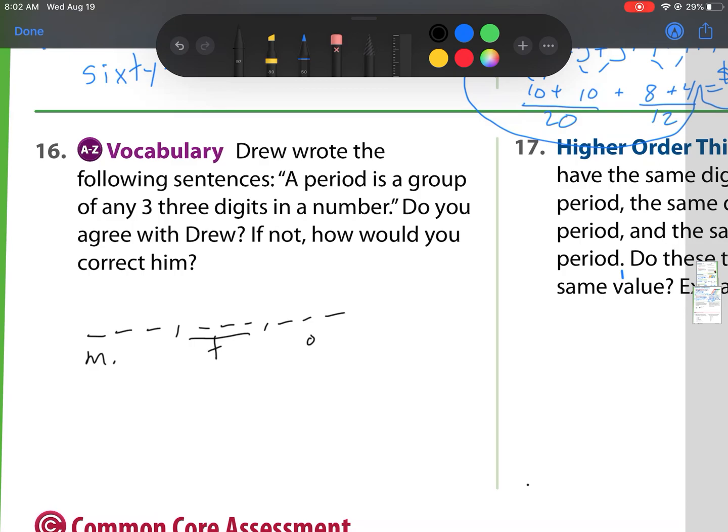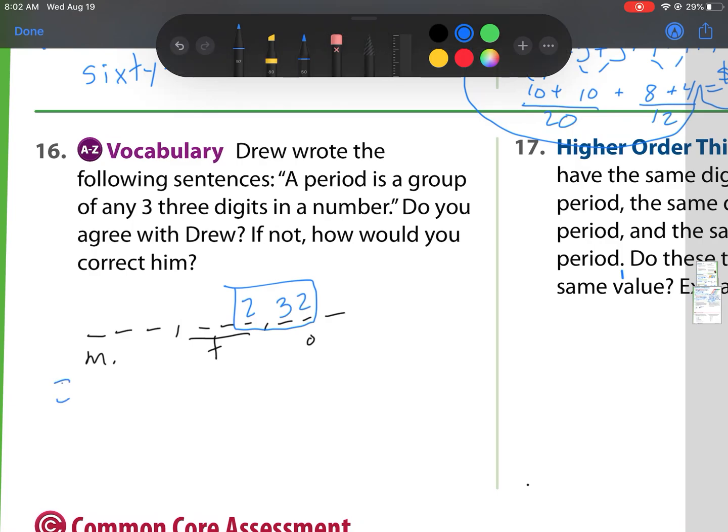So he said it's a group of any three digits in a number. So it seems like it makes sense. 3, 3, 3, there's a group of three digits, or 2, 2, 2, there's a group of three digits. But he's actually wrong. So tell me, would this be a period? 2, 3, 2. There's three numbers, but is that a period? No, because it's in the thousands period and the ones period. So we do not agree with him.